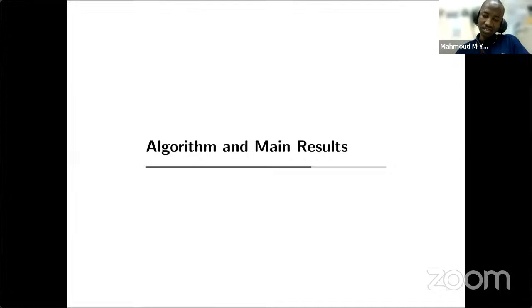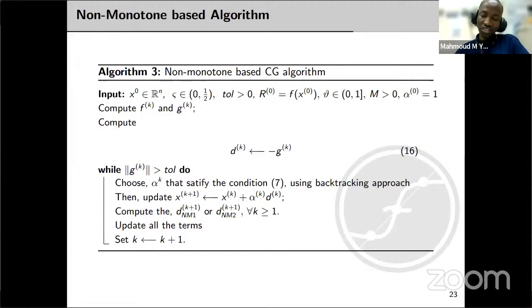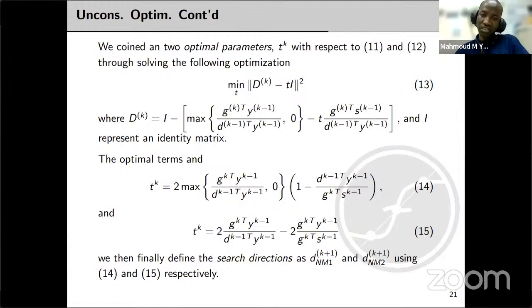Sorry, I'm not the one controlling the slide, so I'm trying to ask him to go back up. Go back again. Okay, here. So we came up with these two optimal parameters t_k of the previous equations 11 and 12, and we did that by simply solving this optimization problem. The d_k is simply defined like this. We rewrite the direction itself as d_k in this format, while I is simply an identity matrix.